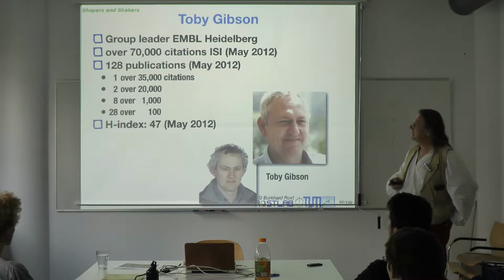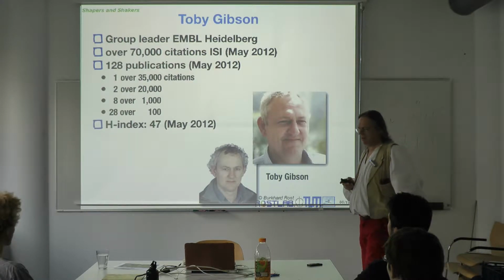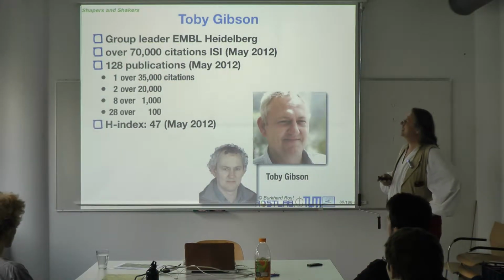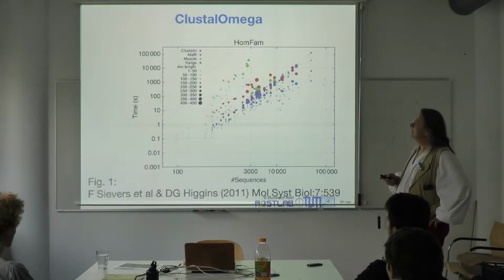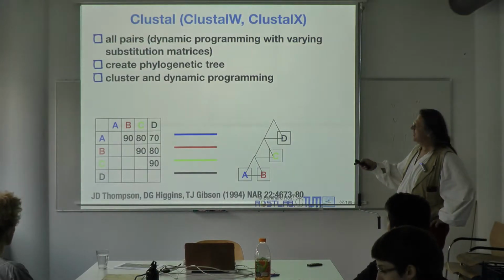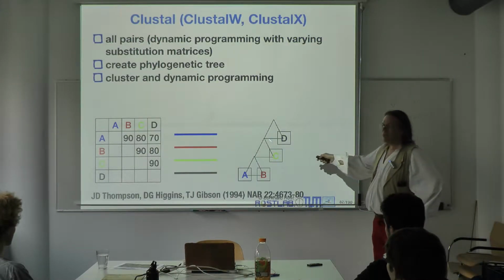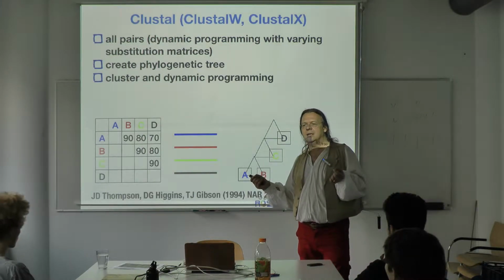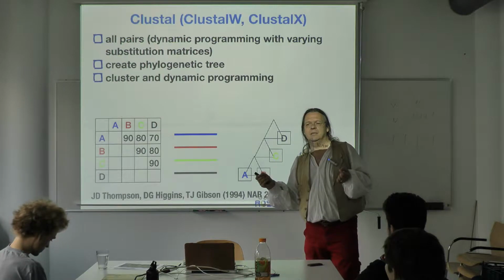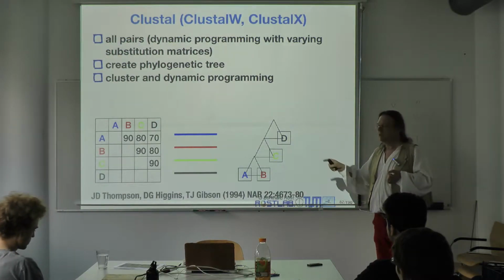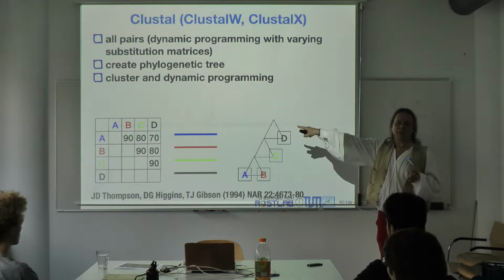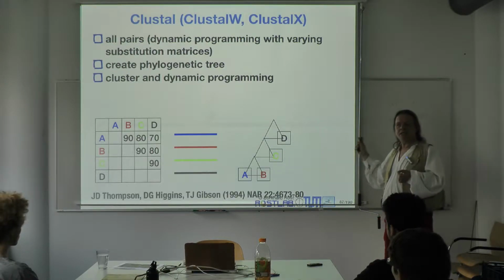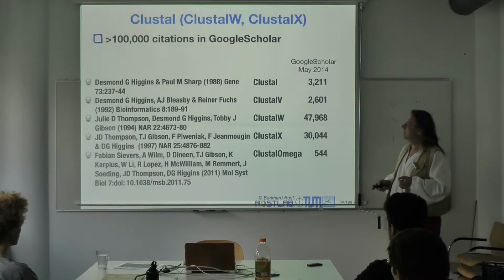So the team, Toby and Des, was fantastic to develop Clustal in particular, because now what you can do is for every single pair comparison, you can use a different substitution matrix. You can use different weights or different penalties. You can do that according to the level of similarity you observe. You can do that according to other features. And that essentially is what Toby allowed to optimize.